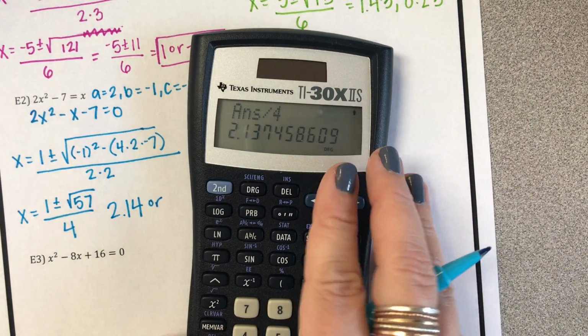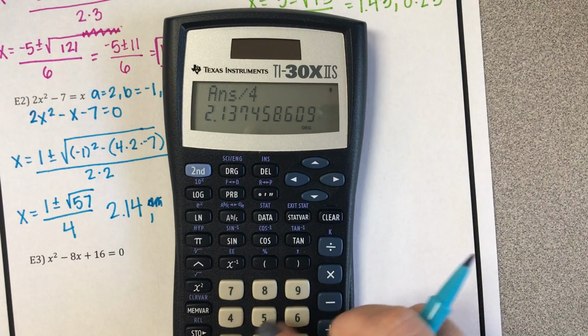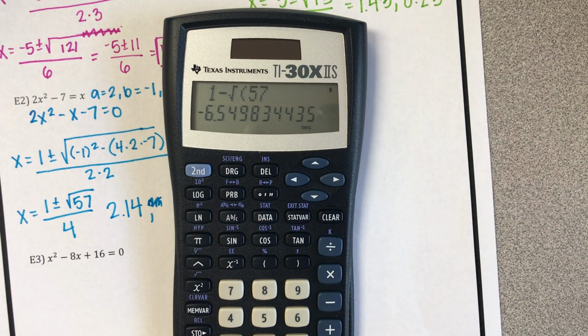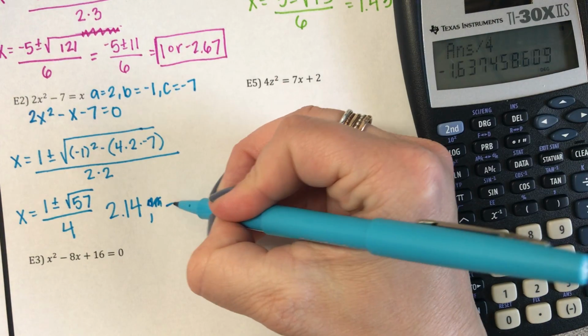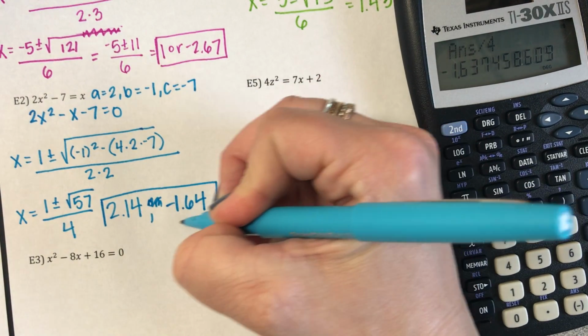Okay, it's actually not "or," it should be "and." And then 1 minus the square root of 57 divided by 4 is negative 1.64. And those would be my two answers.